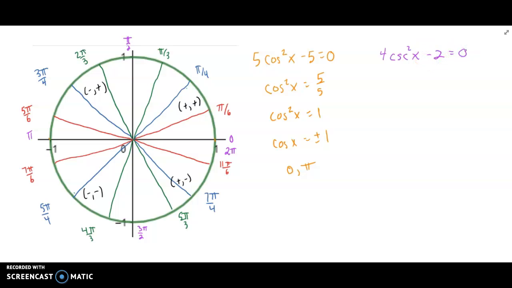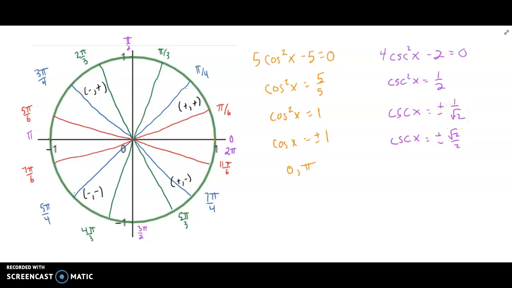How about a cosecant? Let's try that one. So in this one, what we're going to do is bring our 2 and our 4 over, giving me cosecant, not CCC, CSC, squared, and it's going to end up equaling 1/2. So I'm going to go through the process like we did before. I'm going to have plus or minus 1 over the square root of 2, which means the cosecant of x is plus or minus the square root of 2 over 2.